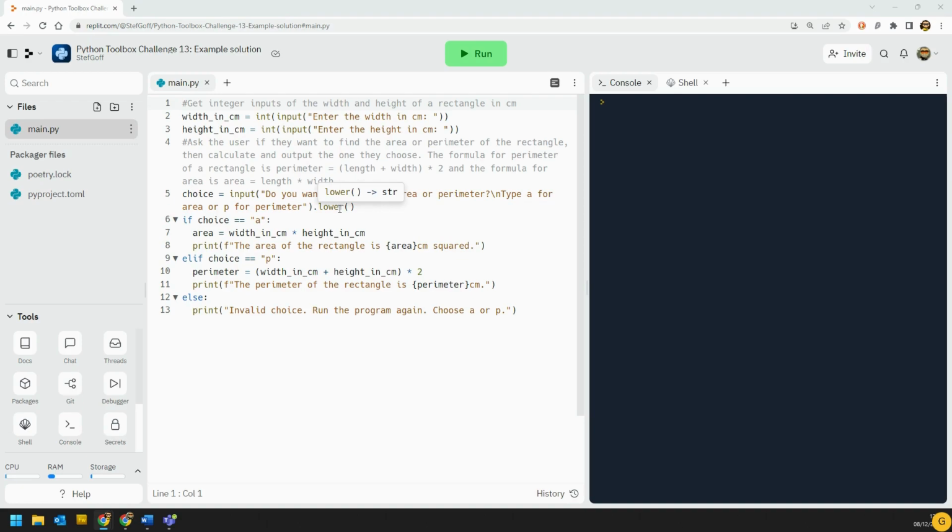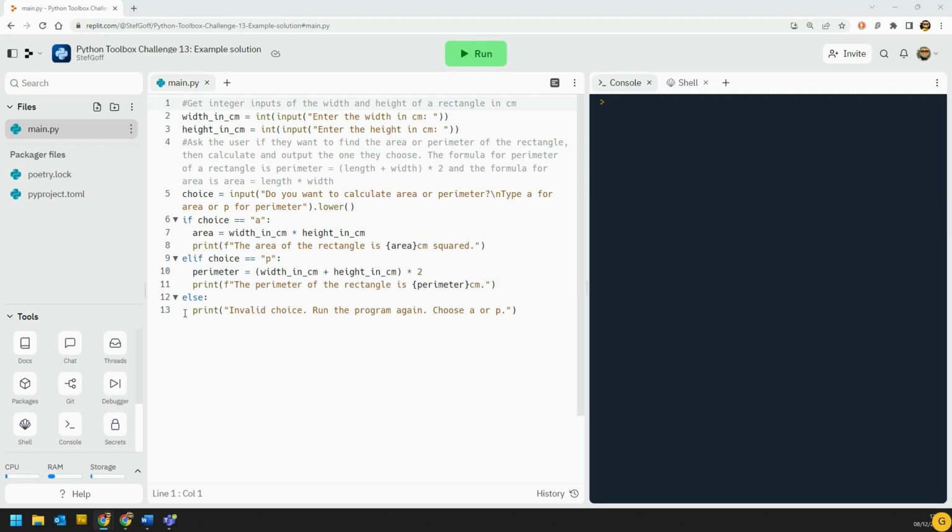So, in this case, if choice equals A, then we calculate area, which is width in centimeters times height in centimeters, and we use an F string to output that. And if they choose P, then we're going to say it's width in centimeters plus height in centimeters, and that result times by 2. And again, we use an F string to put it out.